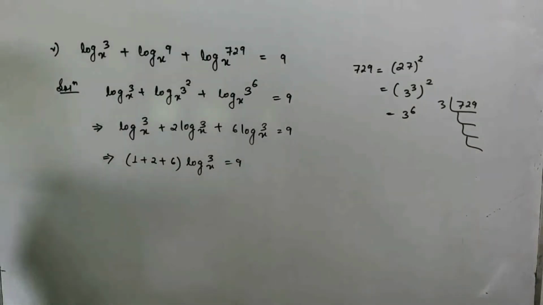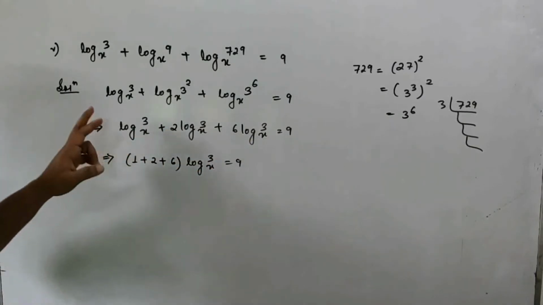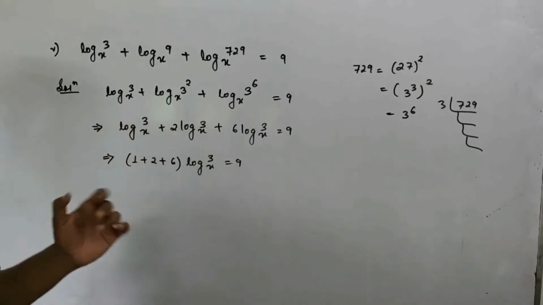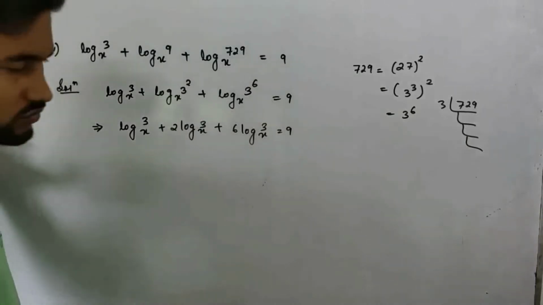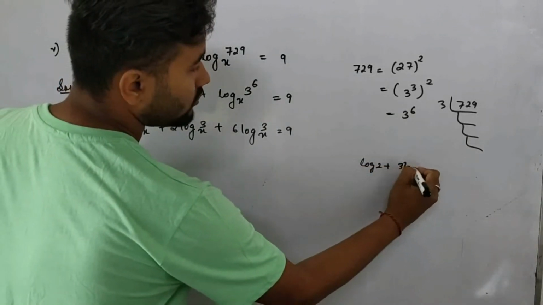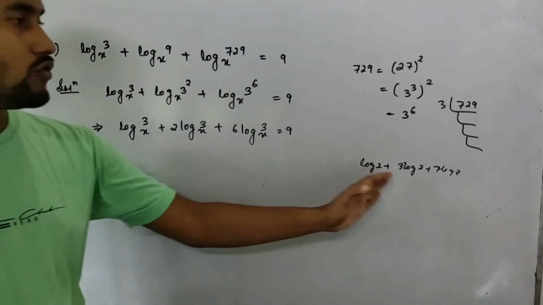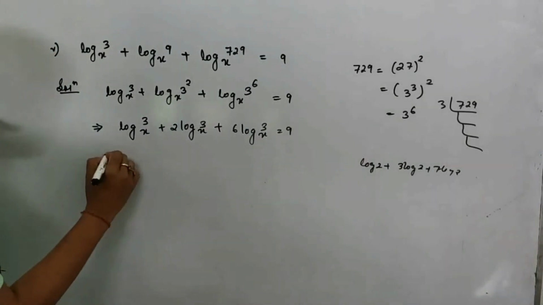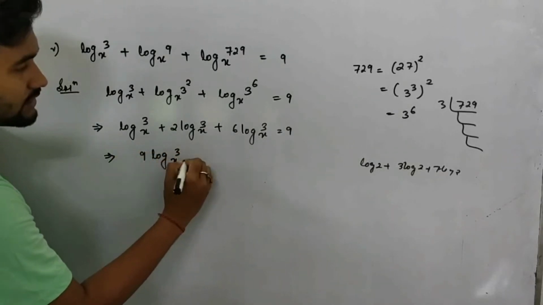Or directly also you can do without taking common. Log of 3 base x, 6 log of 3 base x, 2 log of 3 base x, 1 log of 3 base x, total how much? 6, 7, 8, 9. Directly also you can write 9 log of 3 base x. Directly only we will write, we will not do this shortcut. Like in other question you have done, log 2 plus 3 log 2 plus 7 log 2, like this only. Over here it was log 2, log 2, log 2. Over here log 3 base x, log 3 base x, log 3 base x. So total how much? 6, 7, 8, 9. So directly we will write 9 log 3 base x is equal to what?